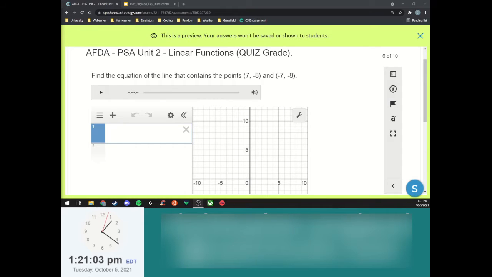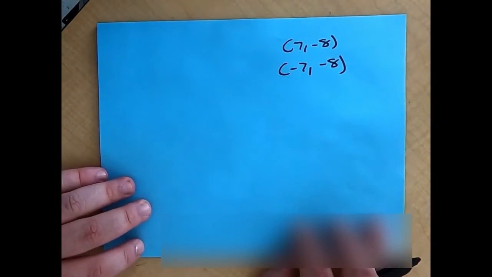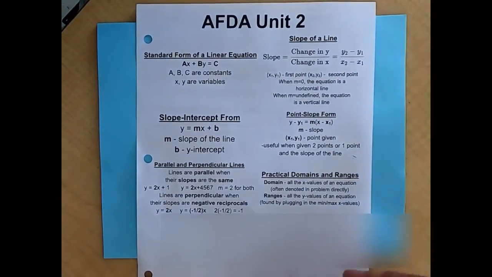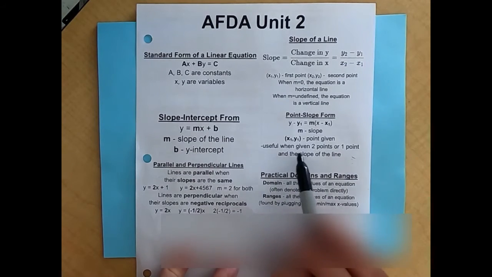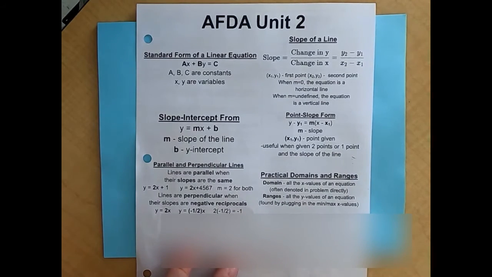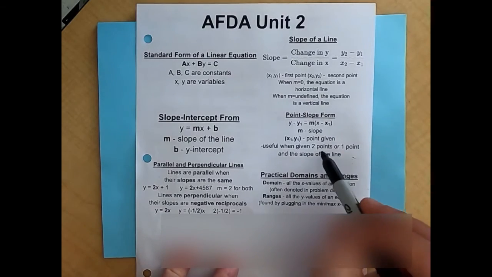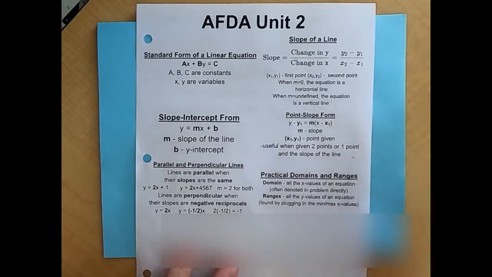Alright, so find the equation of a line that contains the points. I'm given 2 points, (7, -8) and (-7, -8). If I look at my Unit 2 review sheet under point slope form, I see it's useful when given 2 points. Why? Because I can use the 2 points to find the slope. So let's go ahead and find the slope of this line.